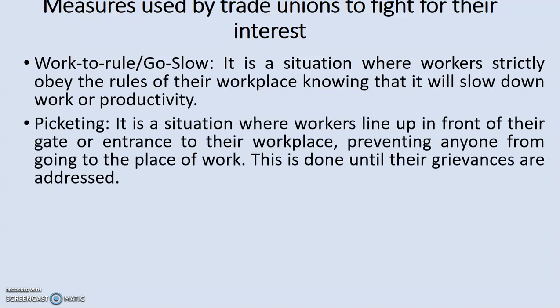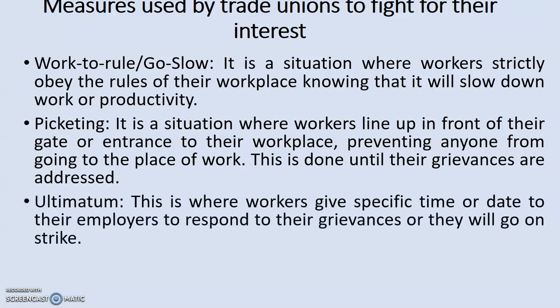Then another measure we have is picketing. This is a situation where workers line up in front of the gate or entrances to their workplace, preventing others from going to the workplace. Now, this is done until their grievances are addressed. Without it, it means no work should be done, nobody enters the workplace. Then we have ultimatum. This is where workers give a specific time and date to their employers, telling them if their grievances are not met, then they are going on strike.